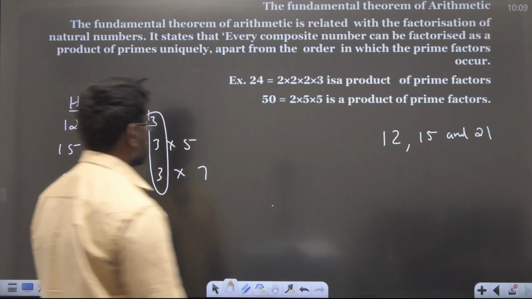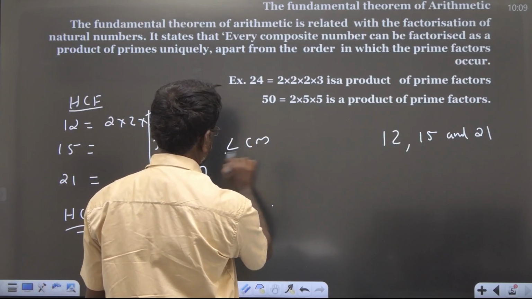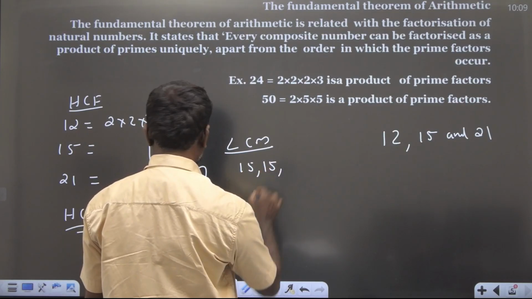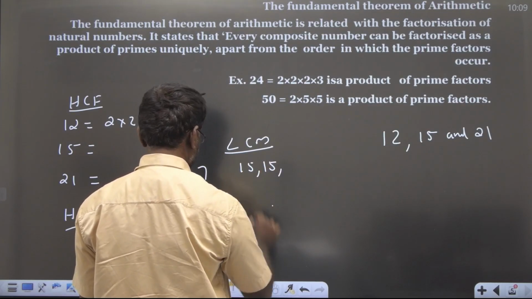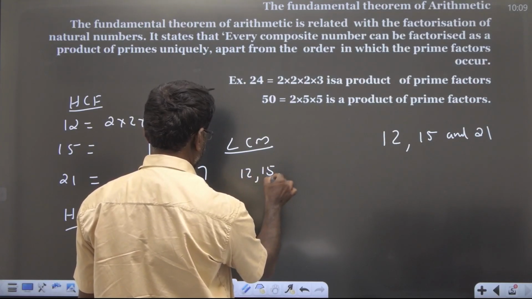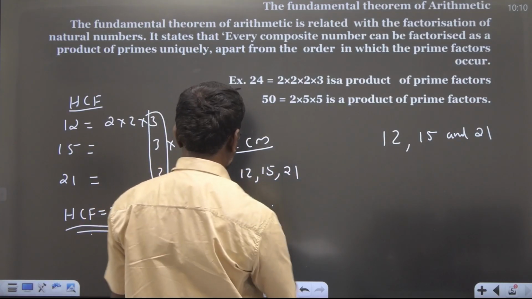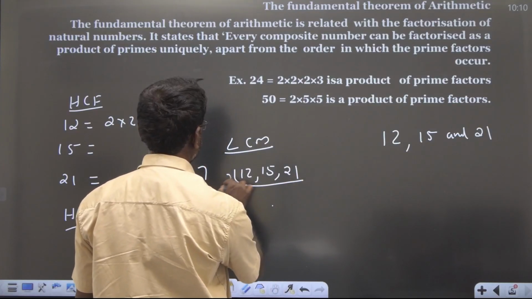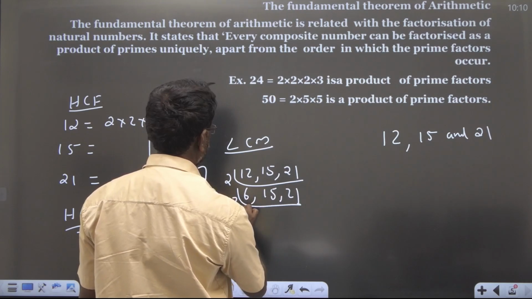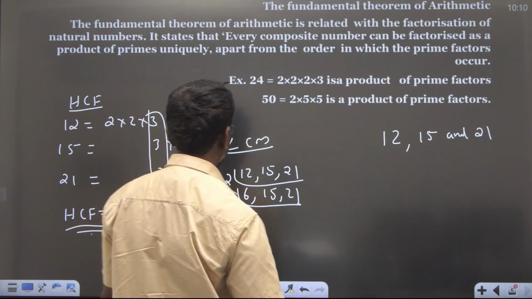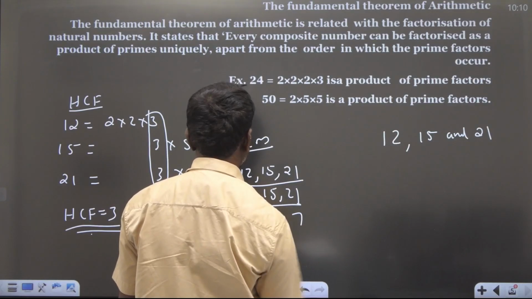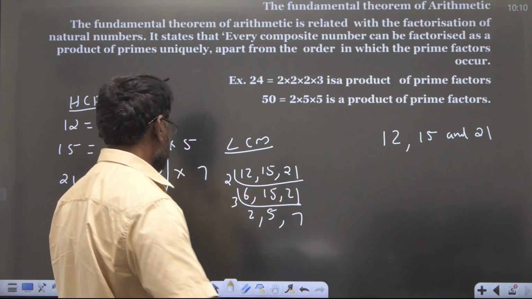Now try for LCM. LCM of 12, 15, 21. First with 2: 6, 15, 21. With 3: 2, 5, 7. These are prime numbers. So LCM.